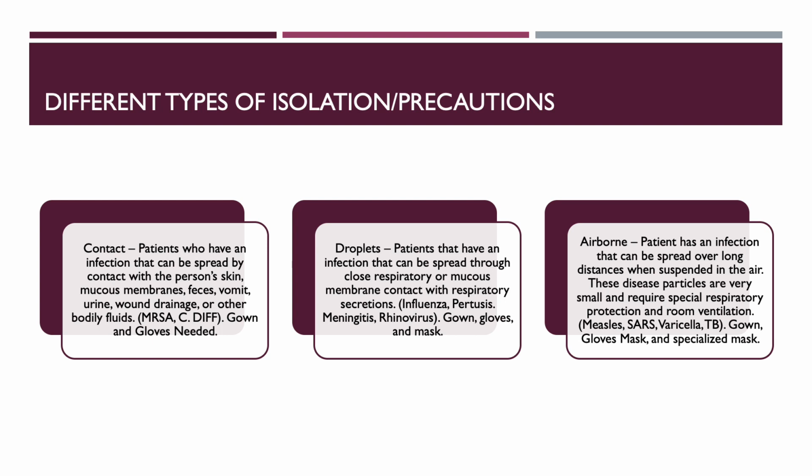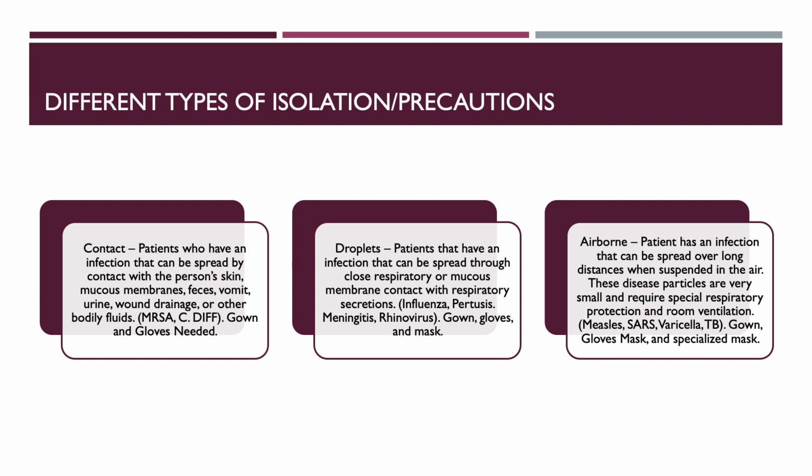The next kind that we're going to talk about is airborne. Now, this is when a patient has an infection that can be spread over long distances, and it can be suspended in the air. The particles are very small and require special respiratory protection and room ventilation. So these are things like SARS and TB, which would be major examples. What you're going to need is a gown, gloves, and mask. And this is going to be a specialized mask. An N95 is a great example of one of the specialized masks that exist. So this is typically going to be seen in your hospital setting, but gown, gloves, and that specialized mask are going to be extremely important.